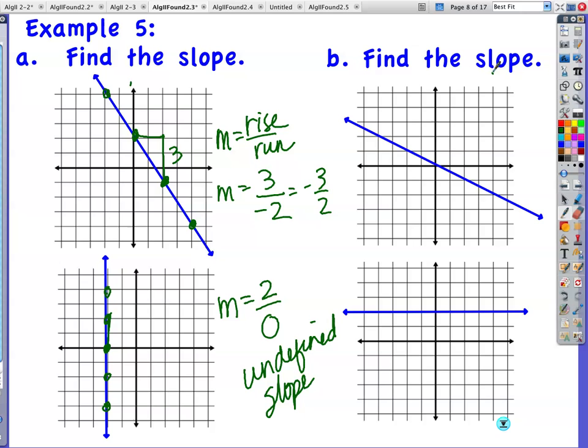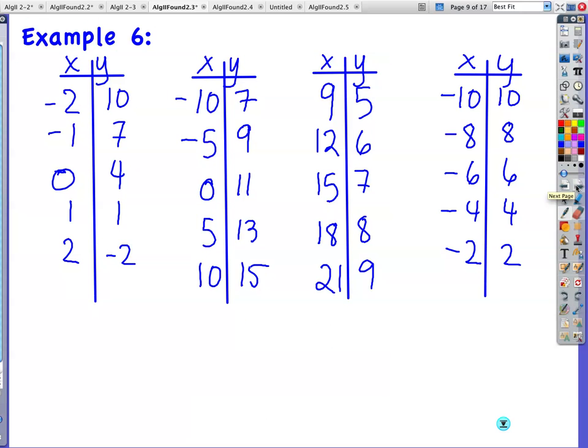Okay, part B, you're going to do this one and this one on your own. And here we go with example 6. I also like to show tables, because tables are patterns, and we see patterns everywhere, and if you're going to be out there in the world, you're going to have a pattern of something. This is when I love to use my change in y over change in x method. Change in y over change in x.